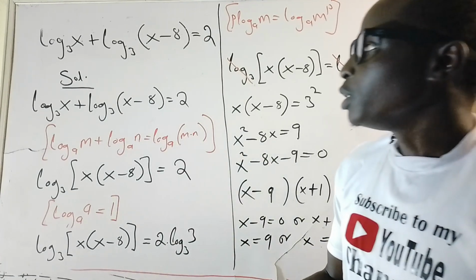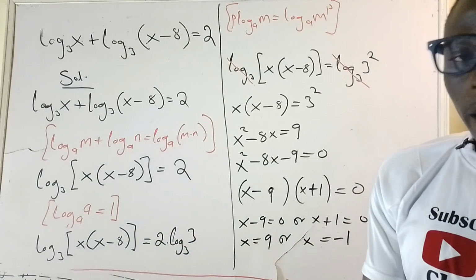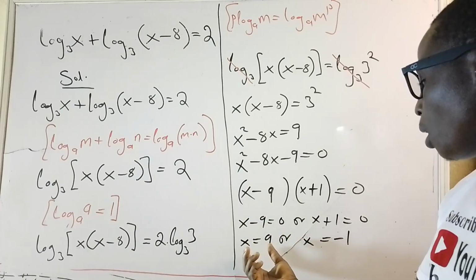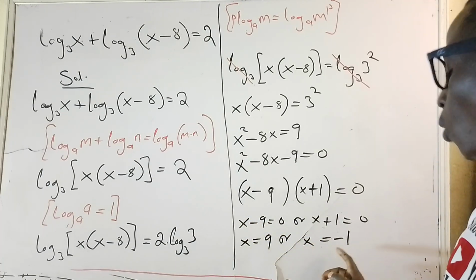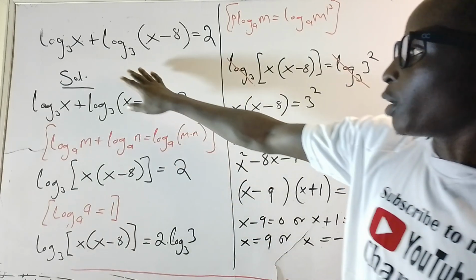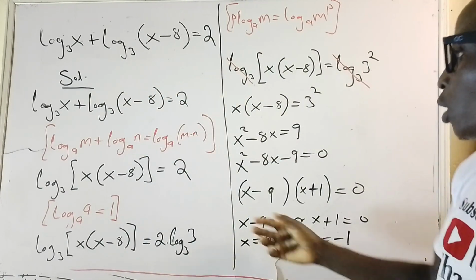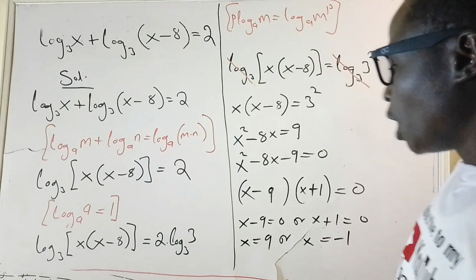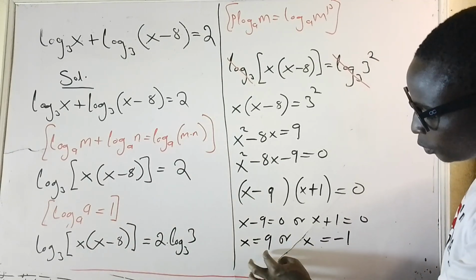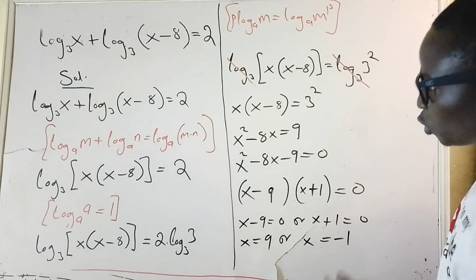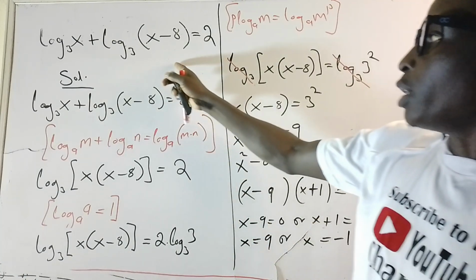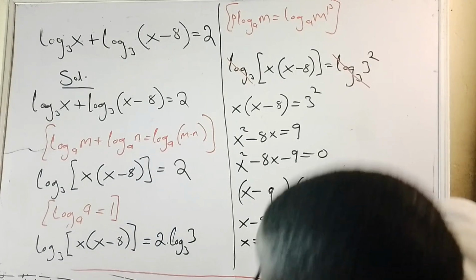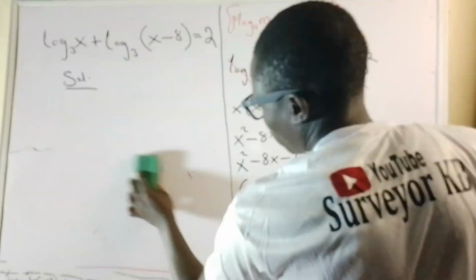So we can see that one of these solutions will satisfy this equation, or both solutions. That means 9 or minus 1, all of them will satisfy this equation, and this is the solution to this particular equation as far as this equation is concerned. And let's try to substitute 9 and minus 1 to see which of the two satisfy the equation, either 9 or minus 1, or both. So let's see.